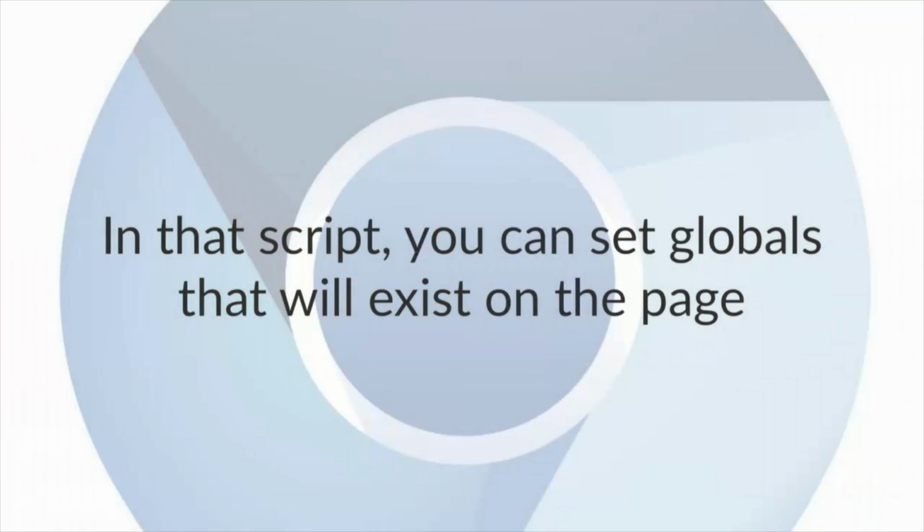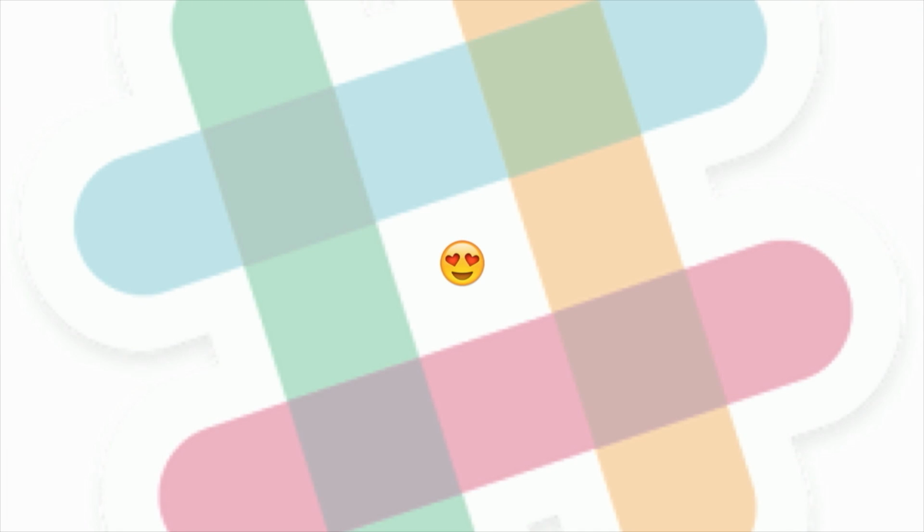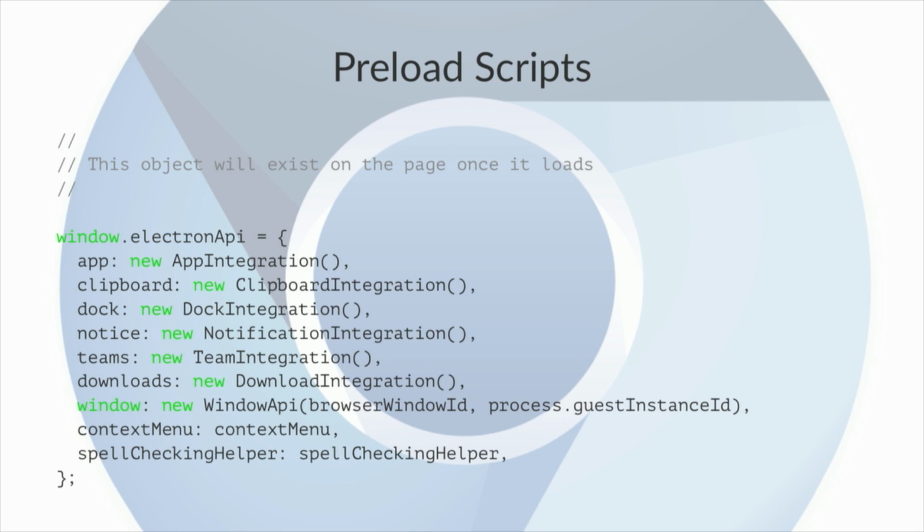So you can set up a bunch of things, set them to global variables, and they'll still exist when the page loads, even though web security is not enabled. This is the thing that makes it possible. So in the Slack for Windows app, we just do this.